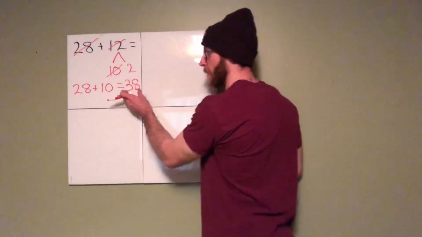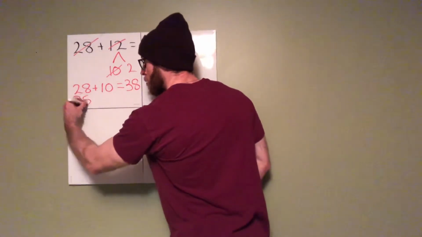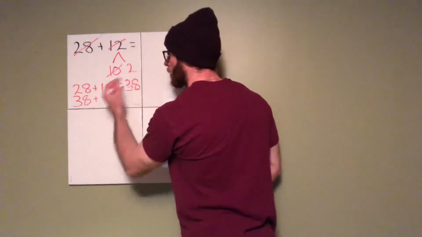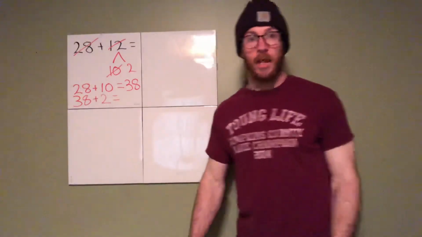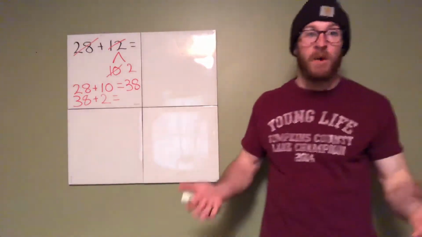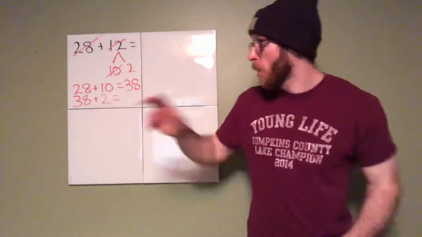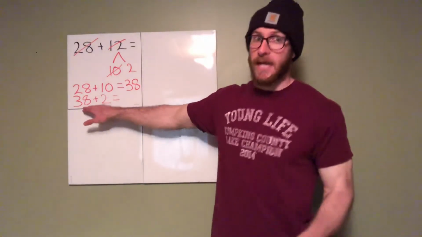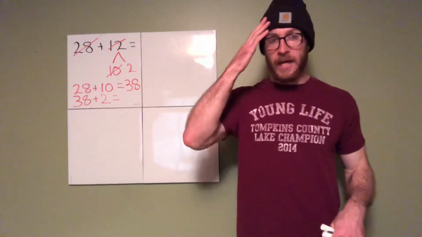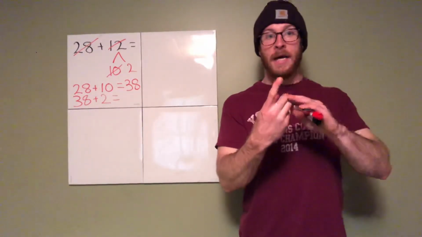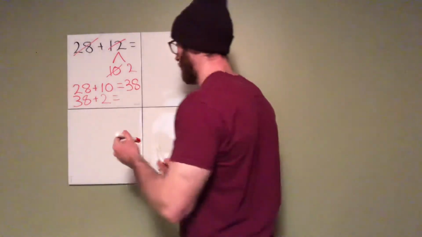So I'm going to take my 38, move it down here, plus 2. So I have 38 plus 2. Well, we're only adding 2 onto a number, we can count on very easily with that. So let's put 38 in our head. We're going to count 2 more. So ready? Do it with me. 38, 39, 40. All right, so we got 40.